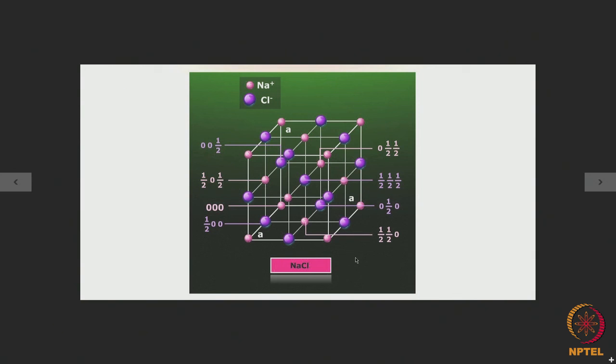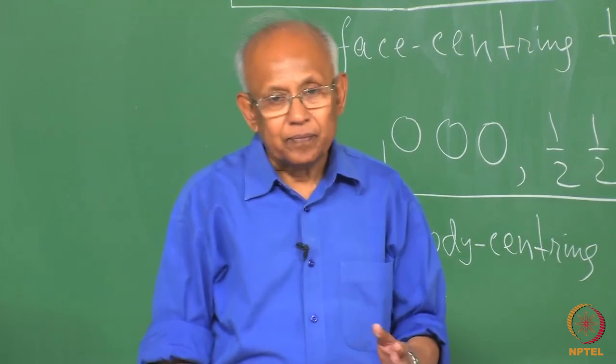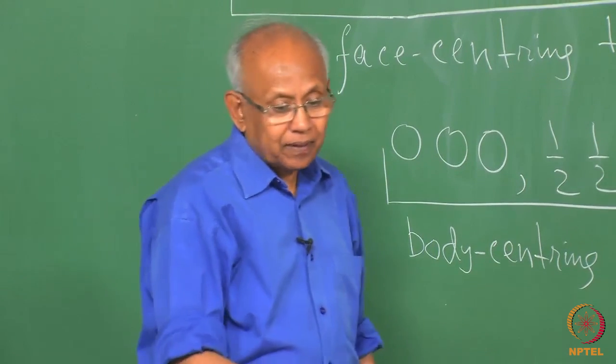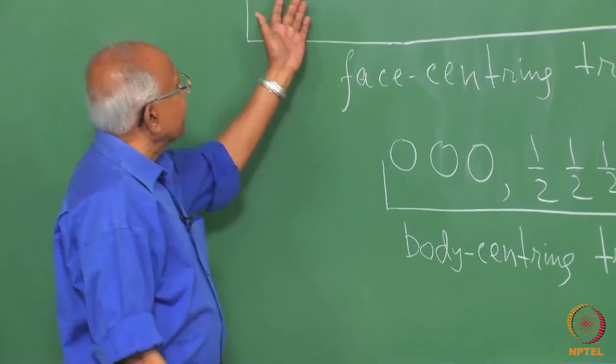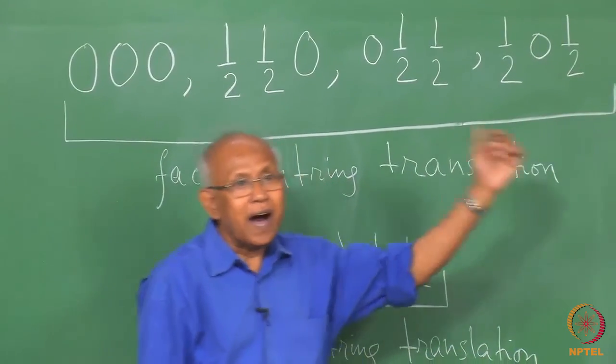So, if you look at only the sodium ions, for example, here this is a sodium ion, this and this, again here this, again here you can see. So, looking at the sodium ions, we find that they have the locations as in an FCC unit cell. So, their locations are given by 0, 0, 0; half, half, 0; 0, half, half; and half, 0, half.